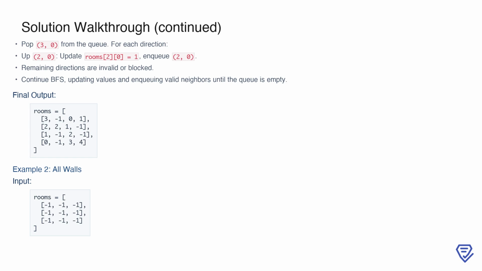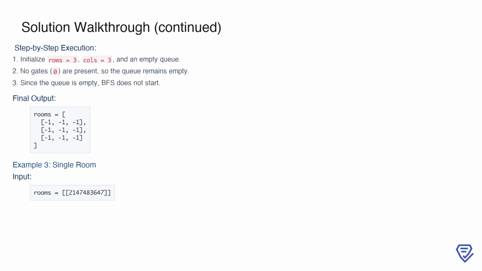This demonstrates how BFS ensures both correctness and efficiency. Now, consider a different case where all cells are walls. In this next example, the grid consists entirely of walls, represented by -1.